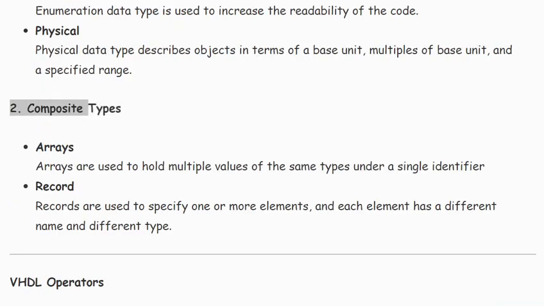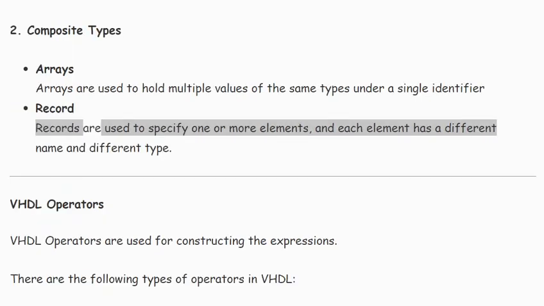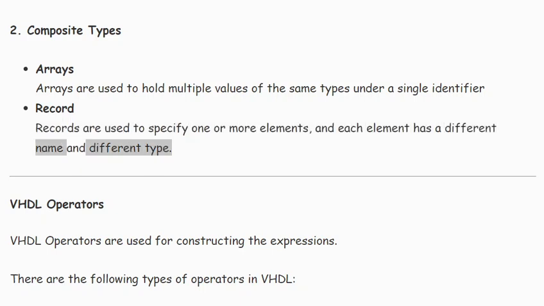2. Composite types. Arrays are used to hold multiple values of the same type under a single identifier. Records are used to specify one or more elements, and each element has a different name and different type.